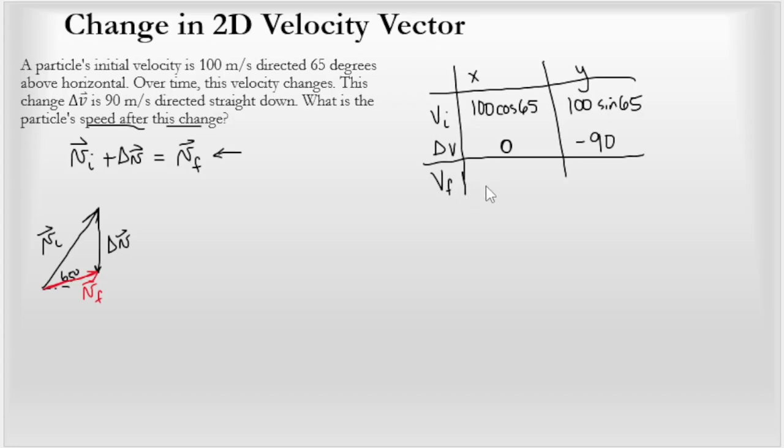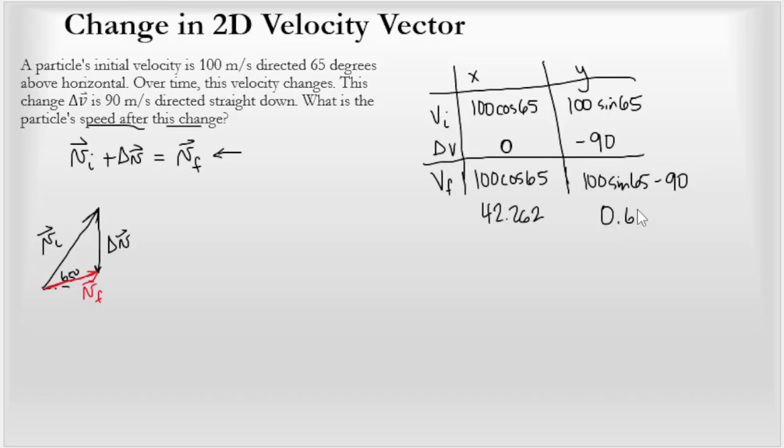So the final velocity has an x component of 100 cosine 65. That makes sense. The change in velocity vector did not cause any change in the x direction. It caused it only in the y direction. So this will be 100 sine 65 minus 90. I went ahead and ran these through my calculator so I can have some tangible numbers to work with at this point. You don't necessarily have to, but it's nice to do that, I think. So 42.262 there.